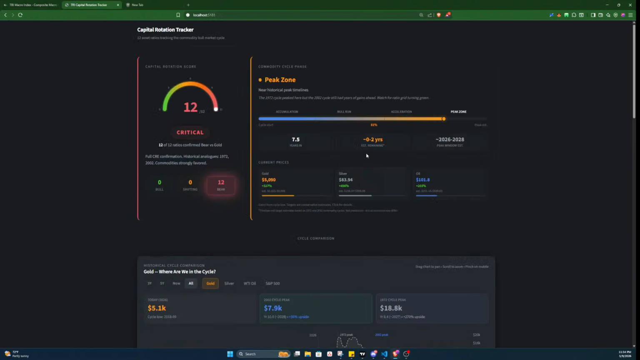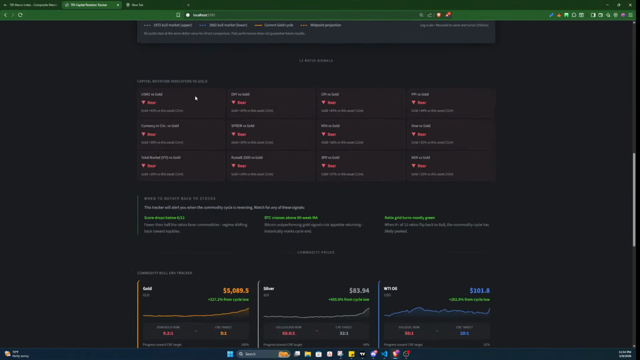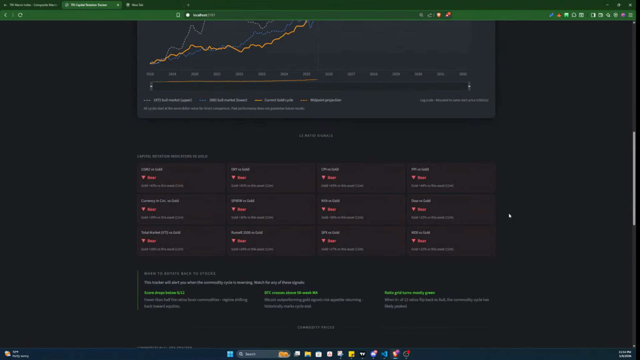So this is the first tool, and you guys are welcome to give me feedback on it. We can always update it, but basically this capital rotation score, which is down here, is everything compared to gold. So if over a 12-month period gold flips whatever that asset is, eventually once it flips all of them, you have what's called the capital rotation event.